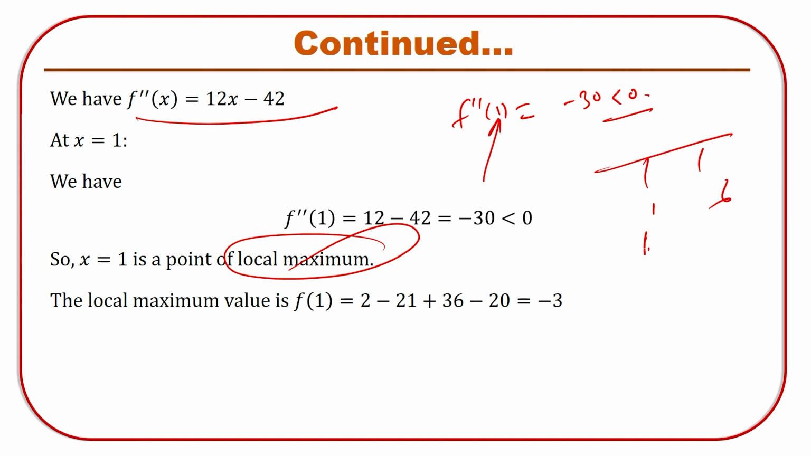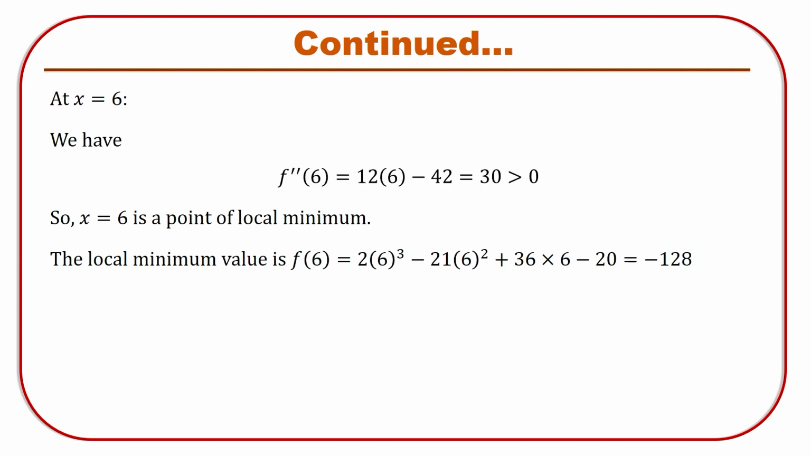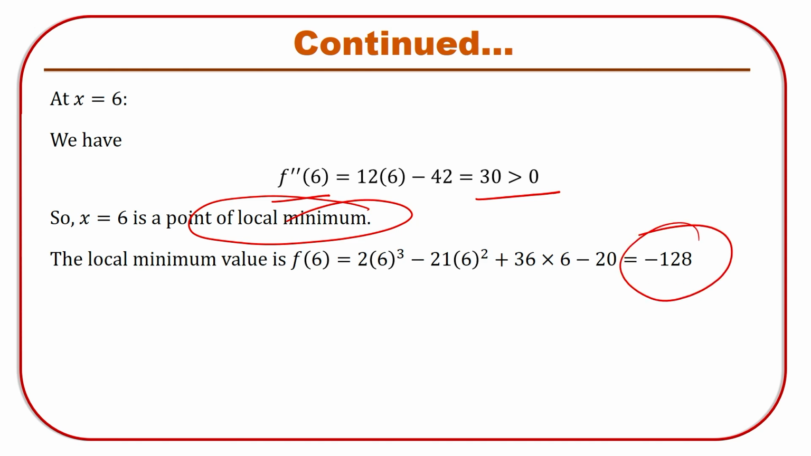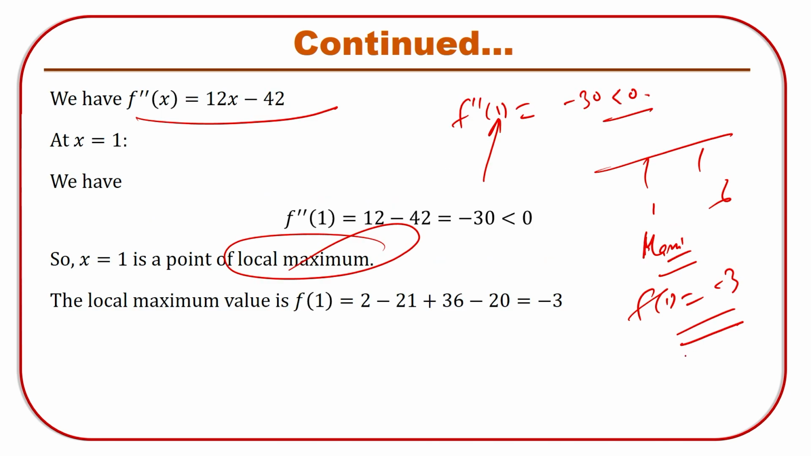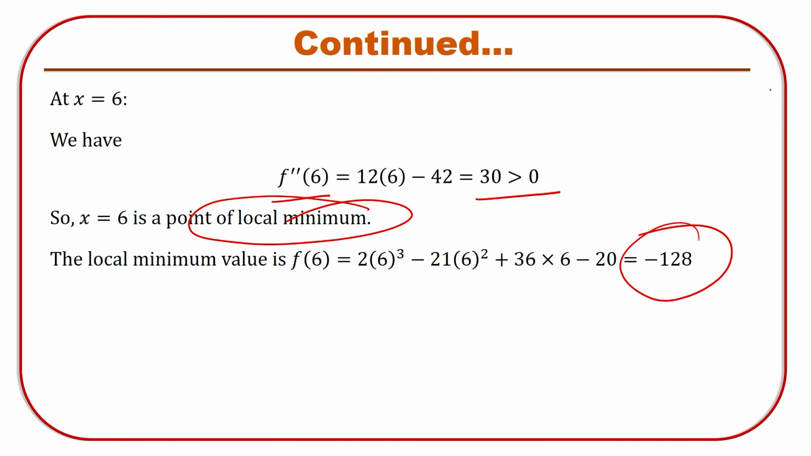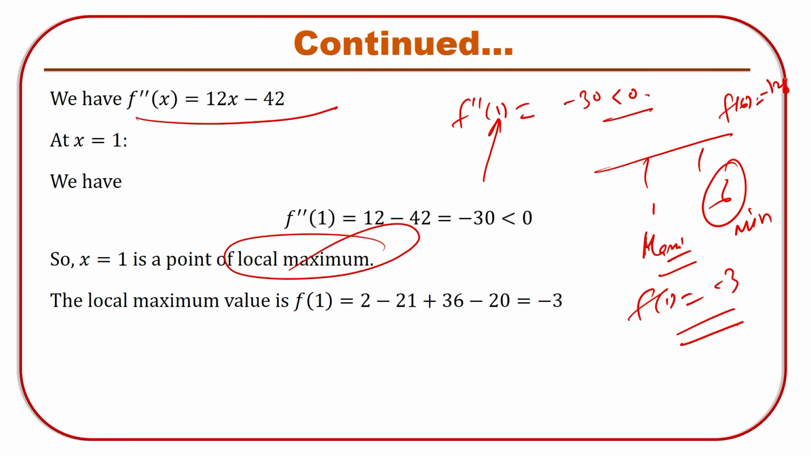So, 1 is the local maximum, and the value of f of 1 is equal to minus 3. So, the maximum value is minus 3. Similarly, you will find f double dash of 6, which is greater than 0, that means this will give you a local minimum value, and the local minimum is f of 6 equal to minus 128. So, this is your answer, right.